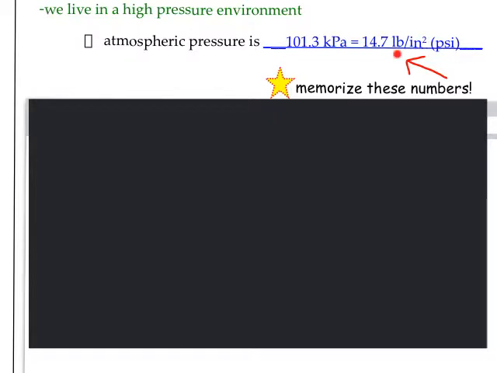Well, PSI stands for pounds per square inch, and the equivalent of atmospheric pressure is about 14.7 pounds per square inch. And one of the things that we'll do in class is I'm going to pass around something that's about 15 pounds, and I want you to get a feel for that and imagine that much weight on each square inch of your body. That's the pressure we live in normally.